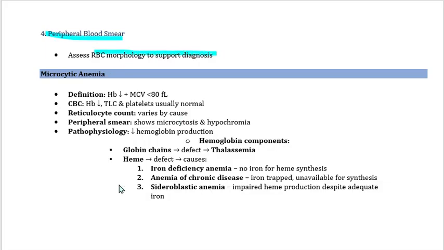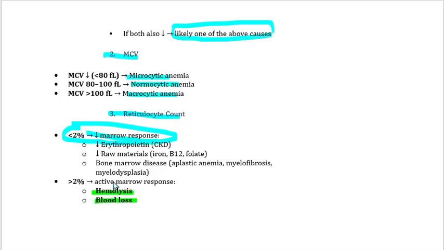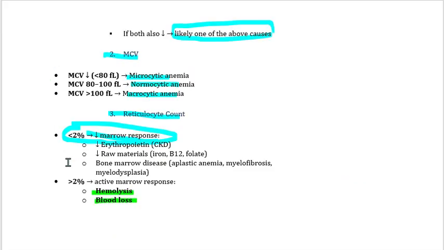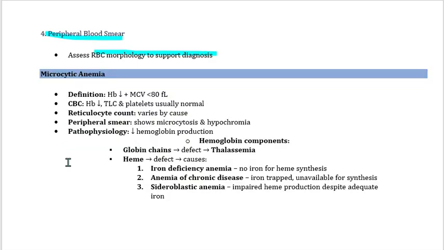So there are basically two main investigations, CBC and peripheral blood smear, and we are getting a whole lot of information from them. Only two investigations will give us a lot of information regarding anemia. Now we are going to discuss specifically microcytic anemia. In microcytic anemia, hemoglobin will be decreased and MCV will be less than 80 femtoliters. On CBC there will be decreased hemoglobin, but TLC and platelets are usually normal.